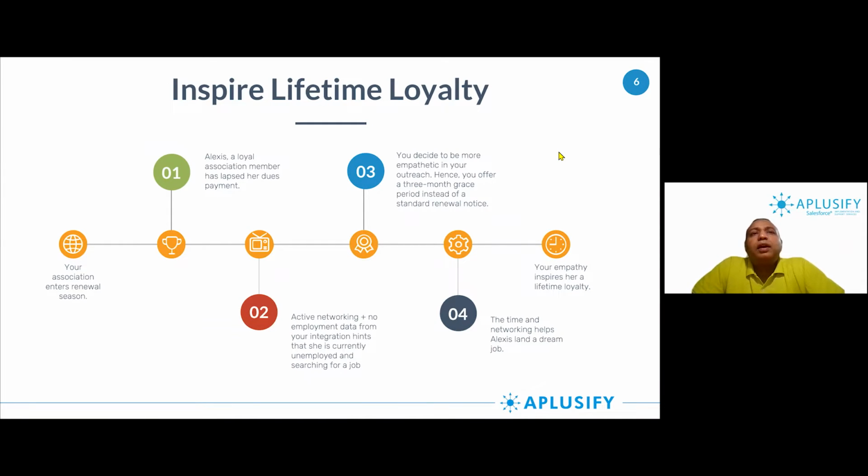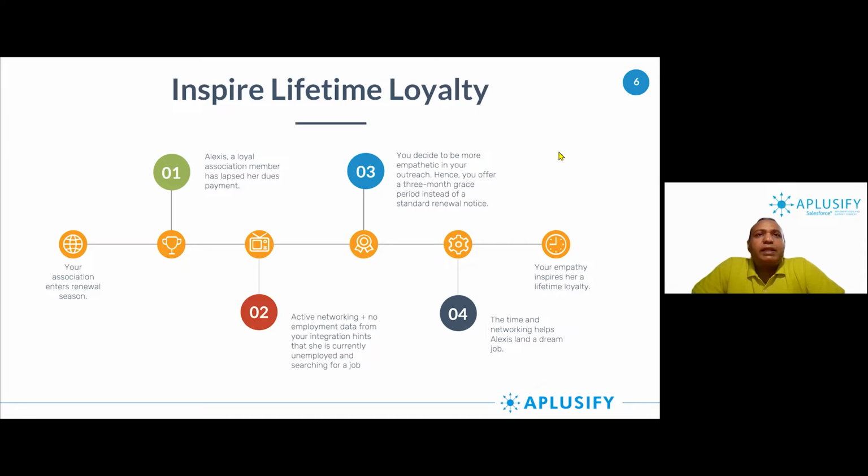Now, what it also does is increase your member loyalty to your system. We have taken a very specific example to show how we can do that. Your members join your association and have either a 6 month or a 1 year membership subscription, and it comes up for renewal. Renewal is a very important process for all associations because that tells whether your members are happy or not. Every association sends renewal notices, either 3 months or maybe 1 month before the renewal.